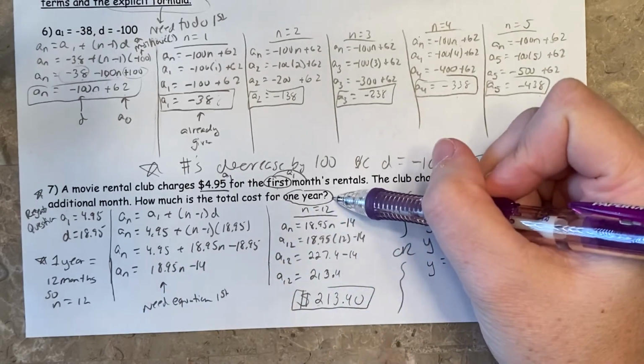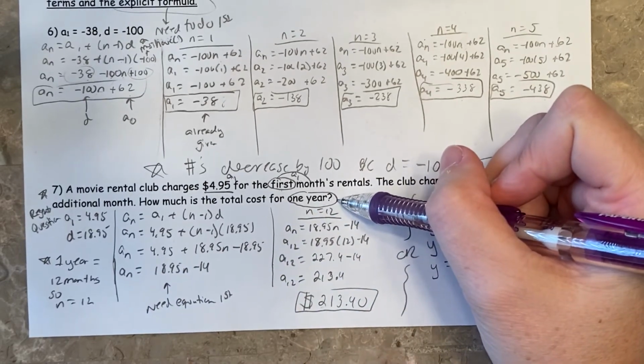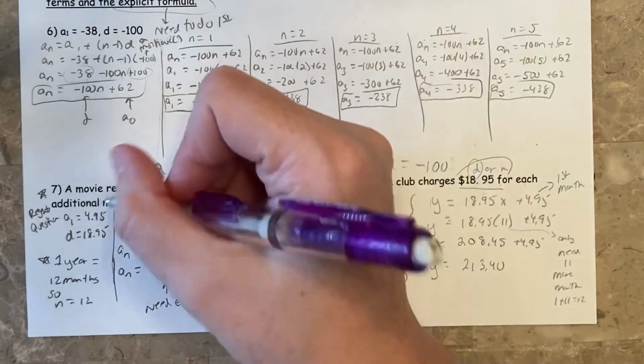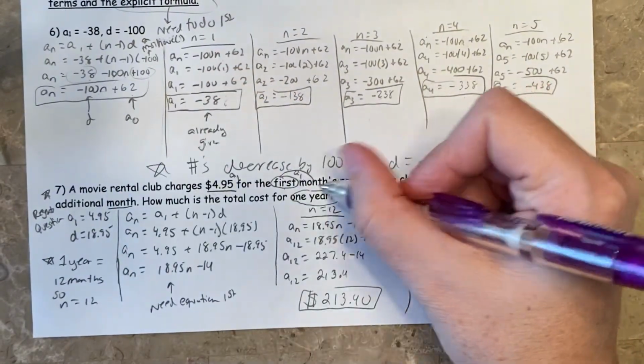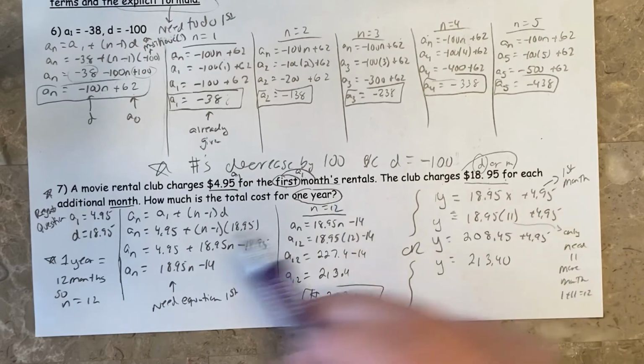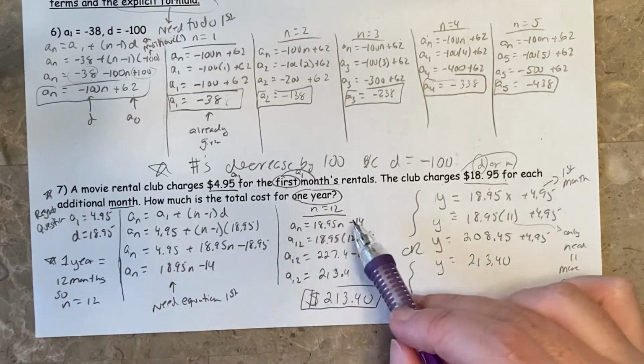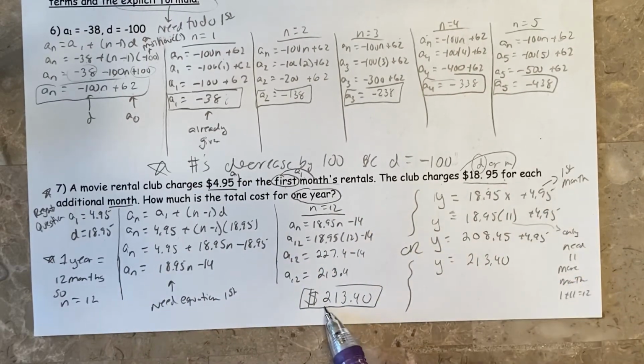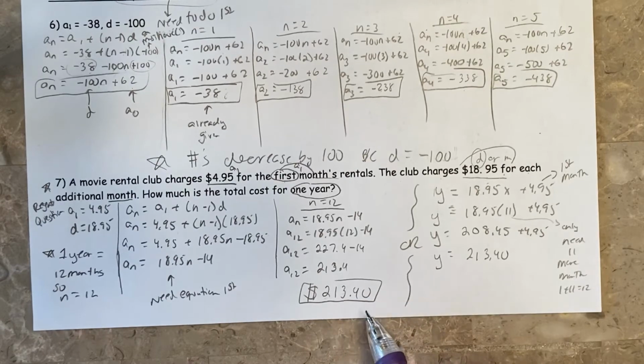Now for 1 year, careful, you're not plugging in 1 because this is all per month, so you have to convert this. But you should know that 1 year is 12 months, so n is 12. When I plug in 12, you should get $213.40. So if you got $213.40, you got it correct.